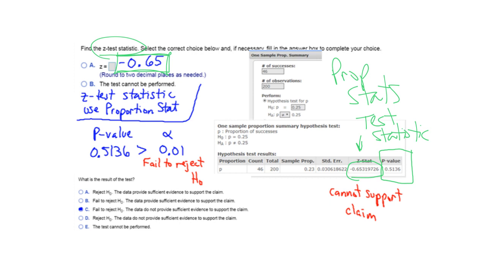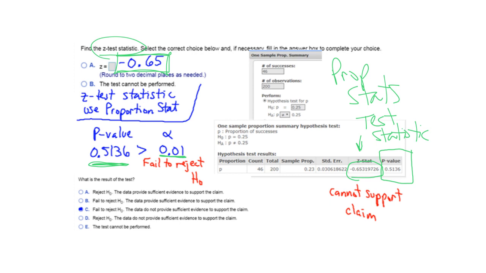It doesn't matter which one we look at. So the p-value is 0.5136. It's huge compared to the 0.01. And since the p-value is greater than the alpha, I'm going to fail to reject H naught.